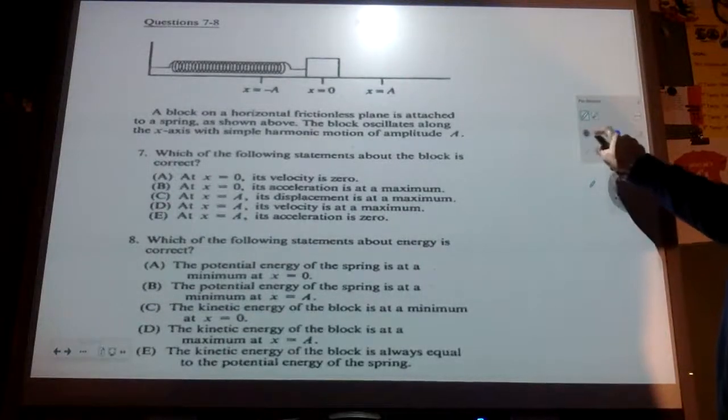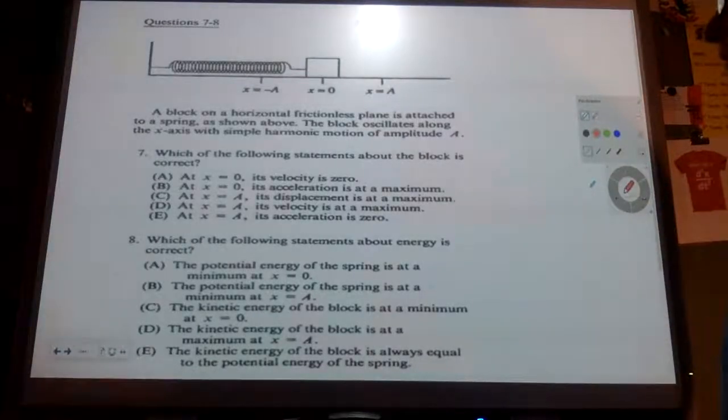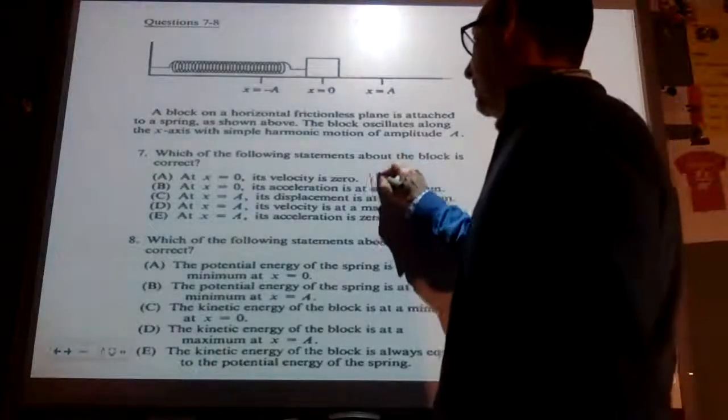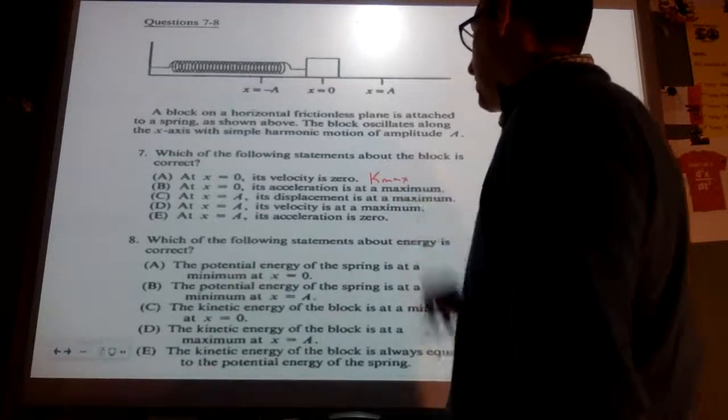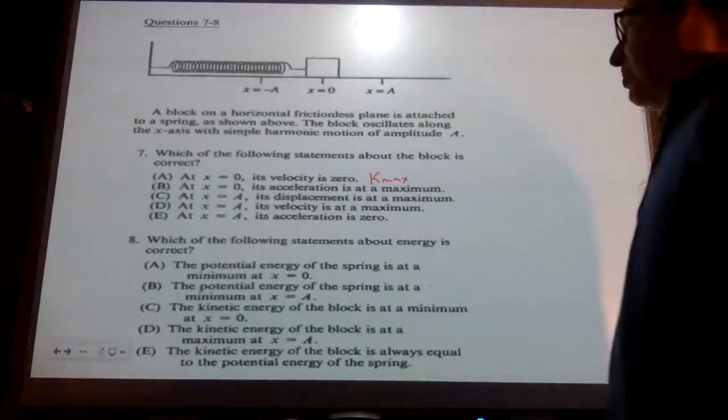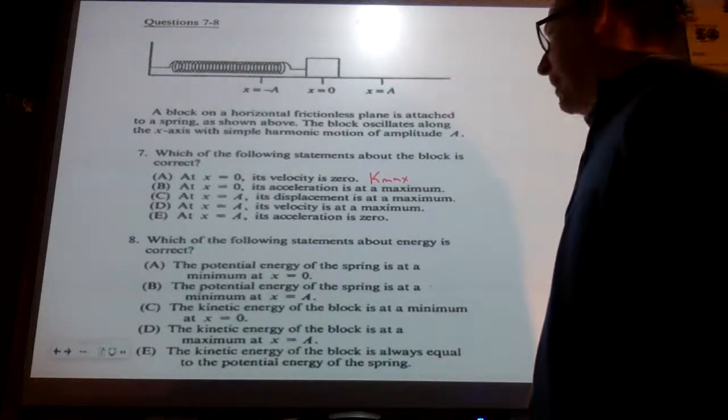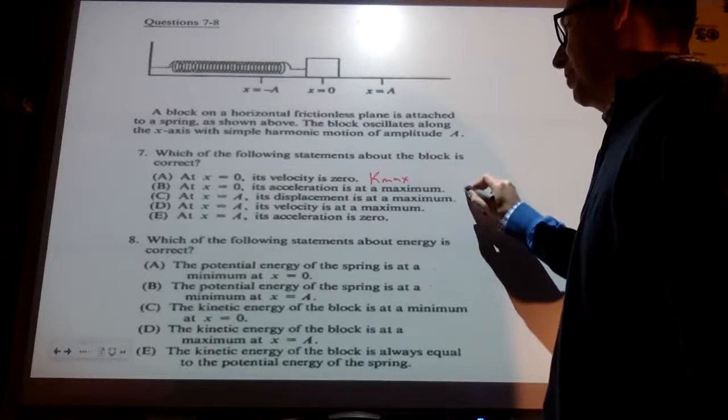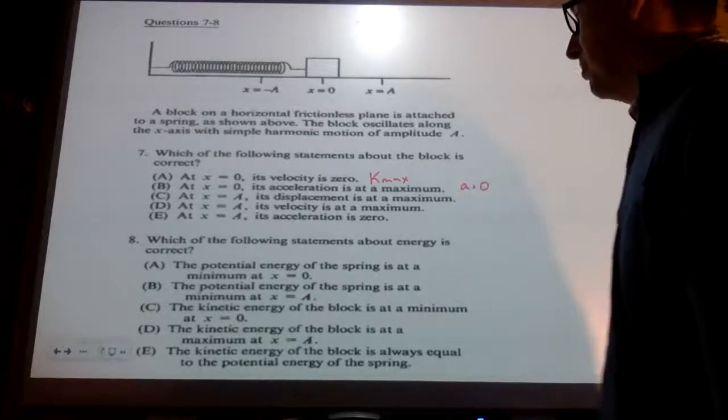So for number 7, at x equals 0, its velocity is 0. That's not true. At x equals 0, it has a maximum kinetic energy, right? That's when it's going fastest because it has no spring energy. At x equals 0, its acceleration is a maximum. That's not true because there's no acceleration, because there's no spring force.